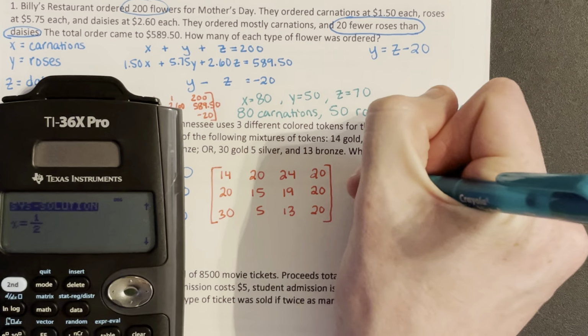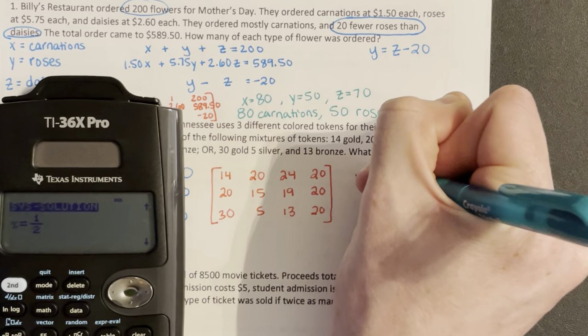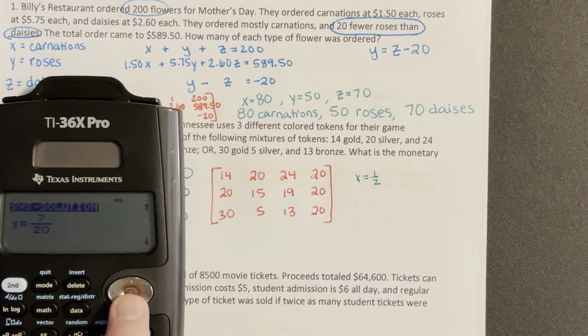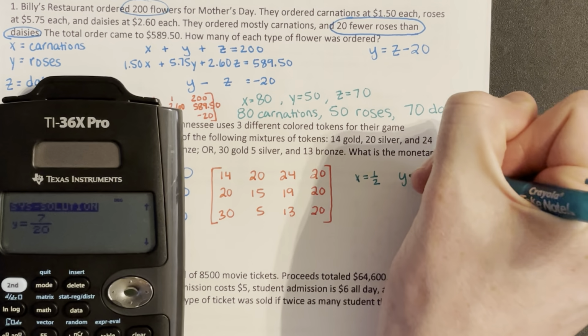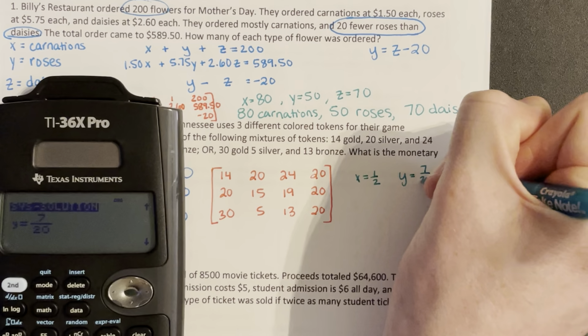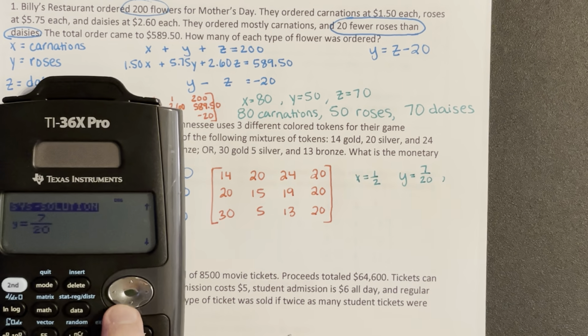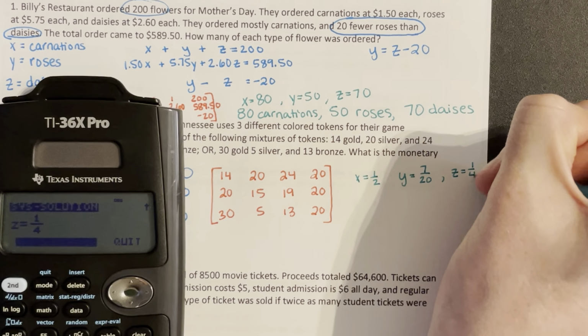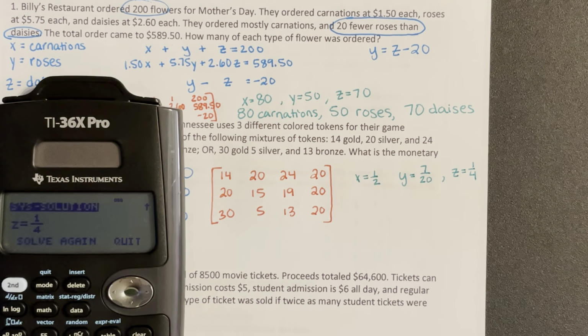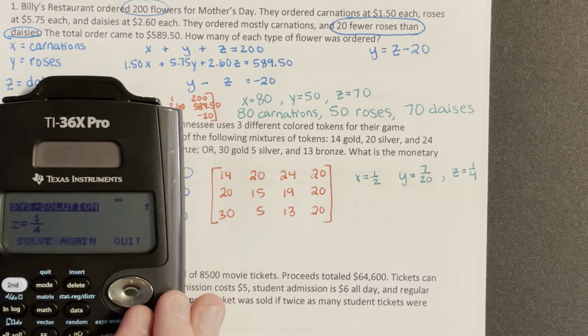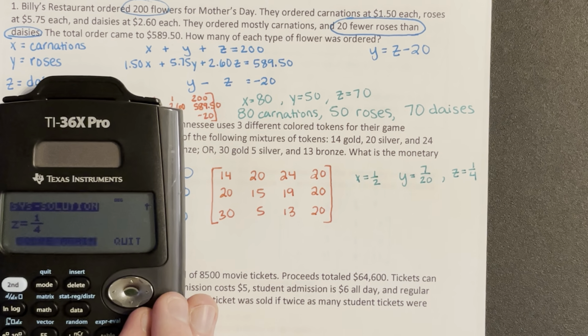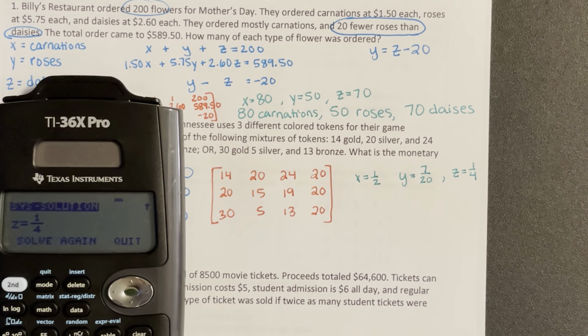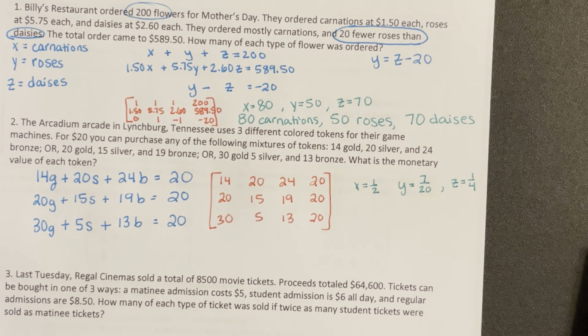So then x equals 1/2, y equals 7/20, and z equals 1/4. So what does that mean? All right, a fourth or a half and 7/20, that's all talking about that much of $1.